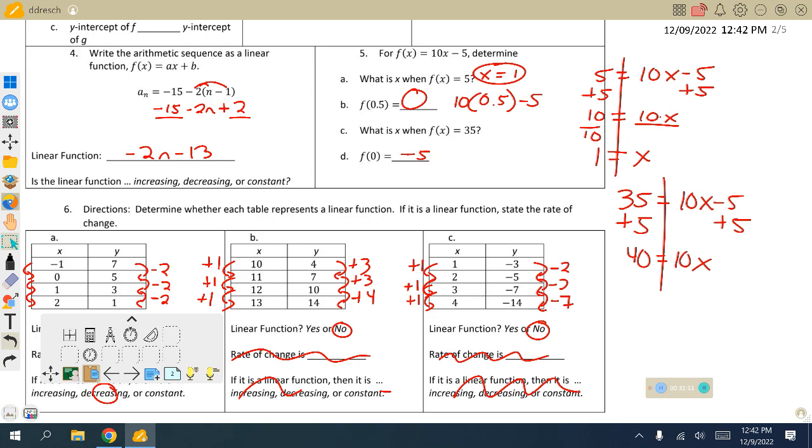Add 5 to both sides gets minus 5. Both sides added 5. 35 plus 5 is 40. And then as I follow my steps on that first one, I'm always dividing right there. And 40 divided by 10 is 4. So you're going to select the one that has x equal to 4.